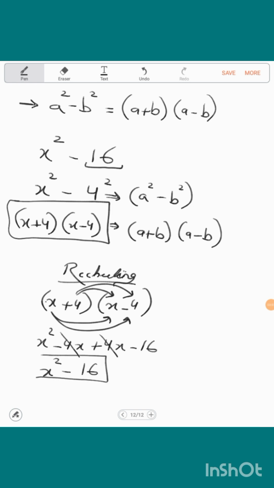So yes, this answer matches with the question. So the factors that you created, x plus 4 and x minus 4, is correct over here. Okay.